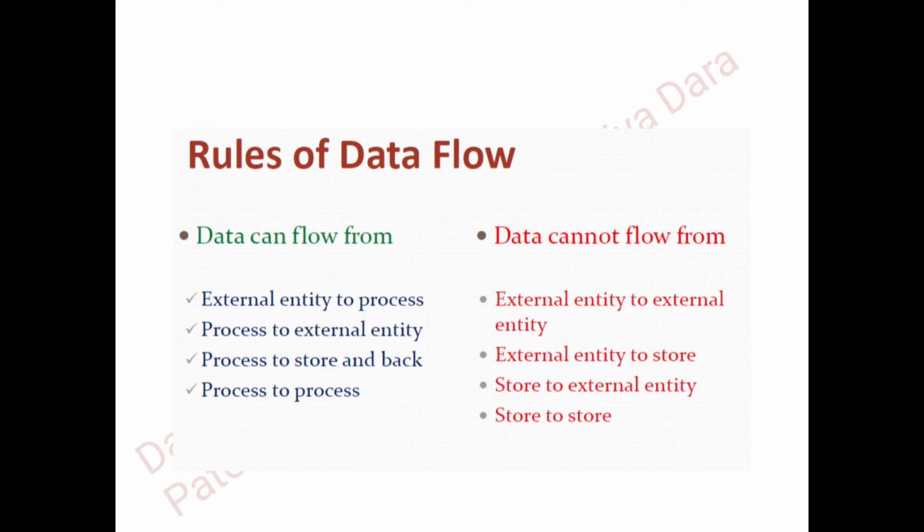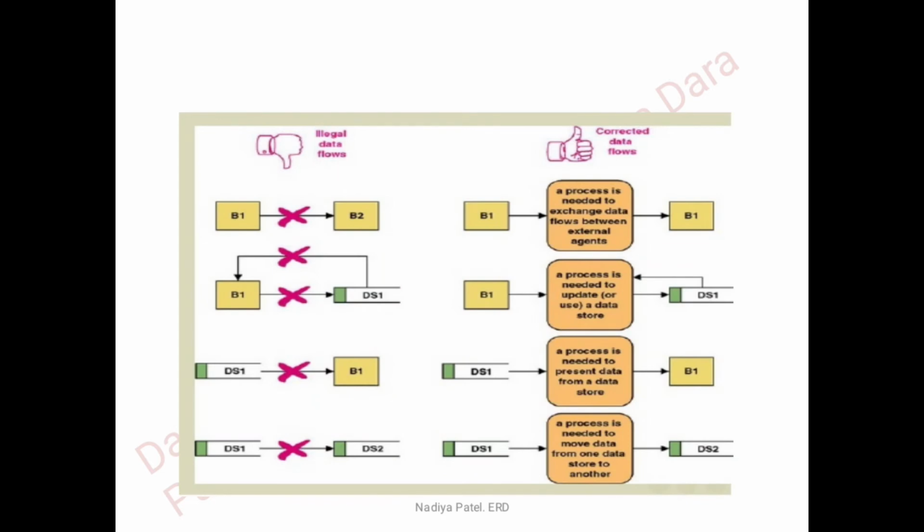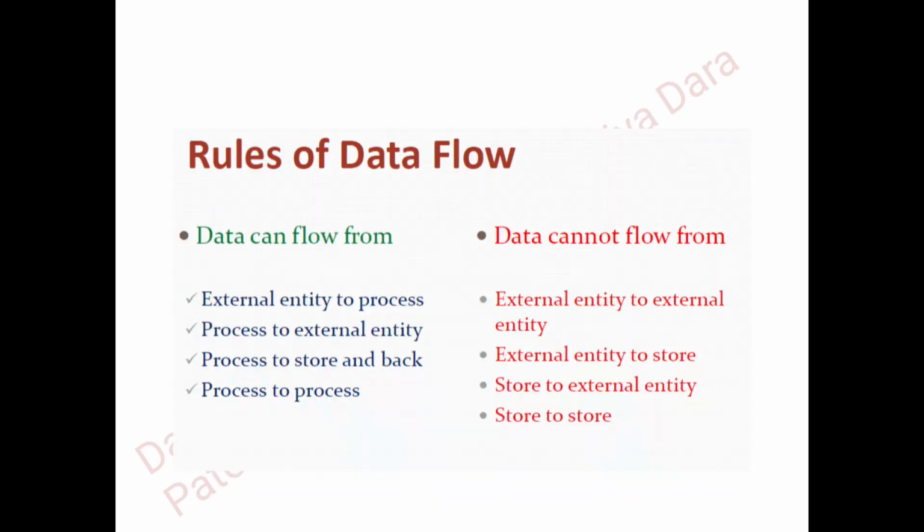Process to process. If you're increasing its levels, this is context level DFD and it will have only one process. But now if you're taking it to the next level, you will be increasing the processes. You can connect two processes together. So these are the things which we should follow.